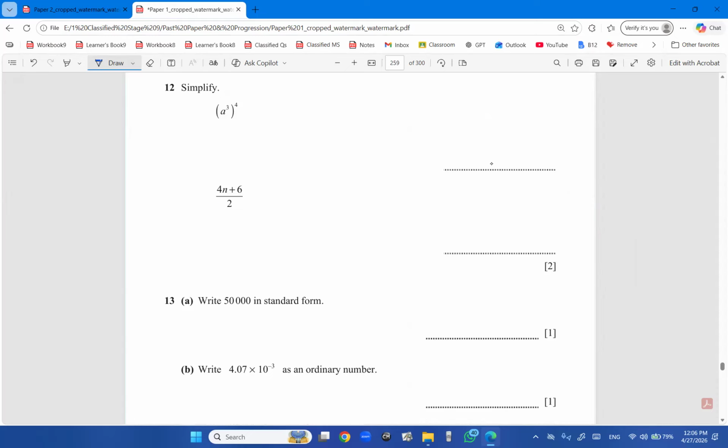a to the power of 3 all to the power of 4 is a to the power of 12. We multiply the powers. And this one over here, you're going to divide. You can say 4n over 2 plus 6 over 2. So it is just 2n plus 3. You divide the 4n and you divide the 6 by 2.